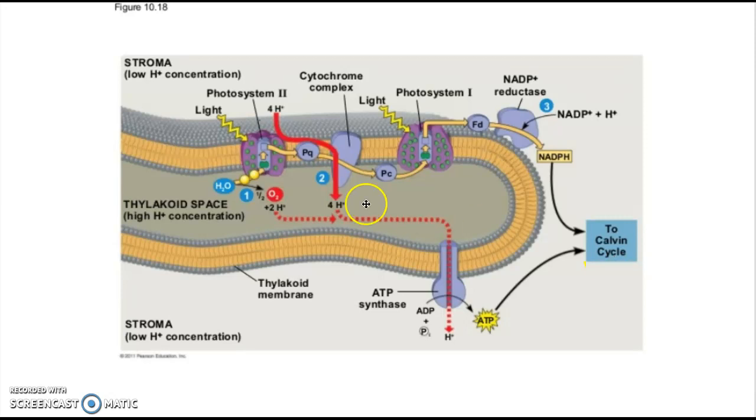If you cut off the light source, you cannot have the splitting of water. They will not give off oxygen gas, and they certainly won't go on to the Calvin cycle in order to take CO2 and fix it into organic forms.